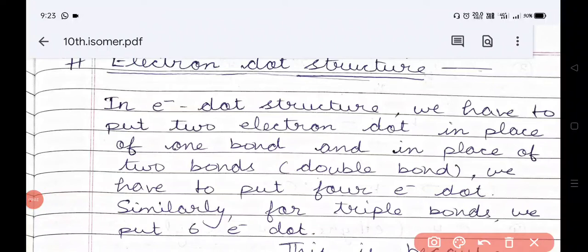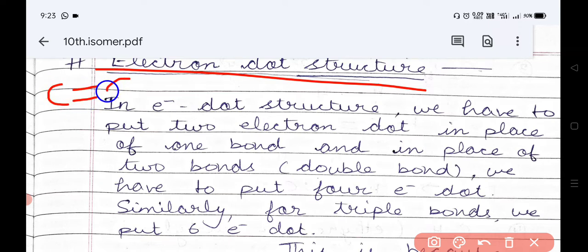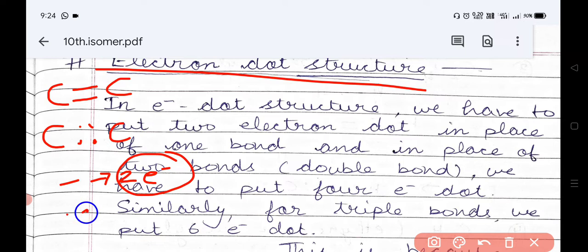Hello students, today we are going to discuss electron dot structures, in which a single bond is represented by two dots, a double bond by four dots, and a triple bond by six dots. That is, if we draw a double bond, we put four dots, because one bond is made of two electrons, and each electron is represented by one dot.